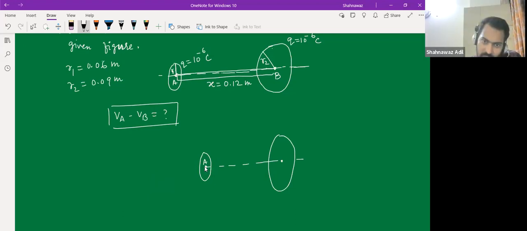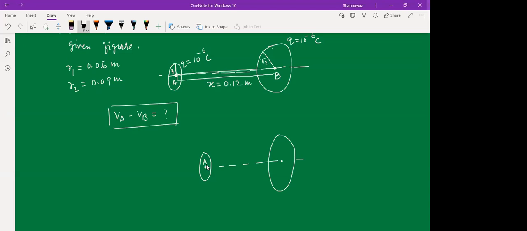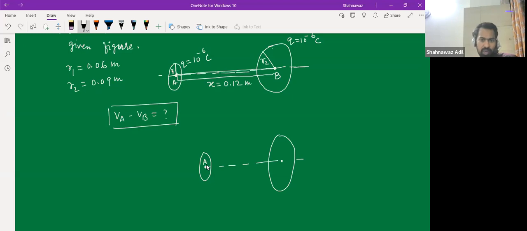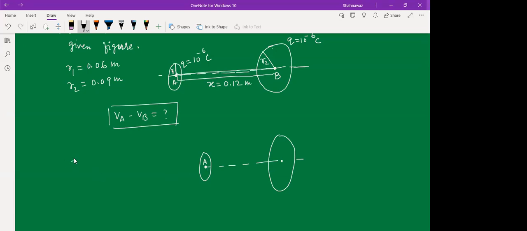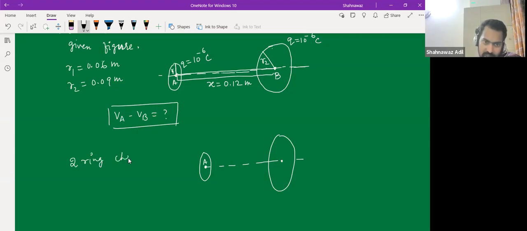Which potential will contribute at this point? How many ring charges do we have? Two. We have two ring charges, right? So at this point, how many contributions would there be? At VA, there would be one ring plus two rings. Two contributions would be there, right? Is that clear?